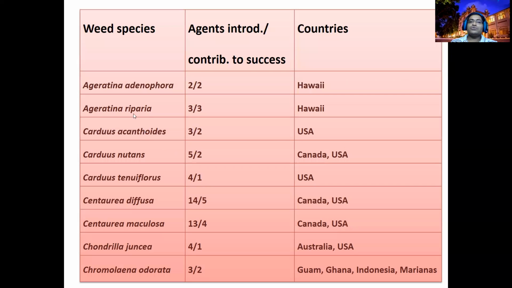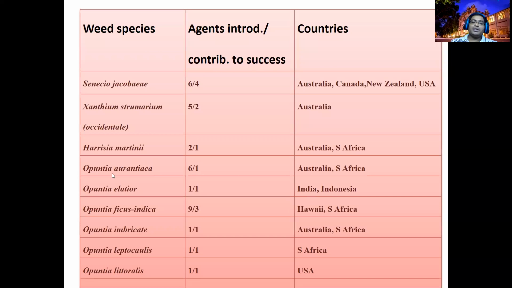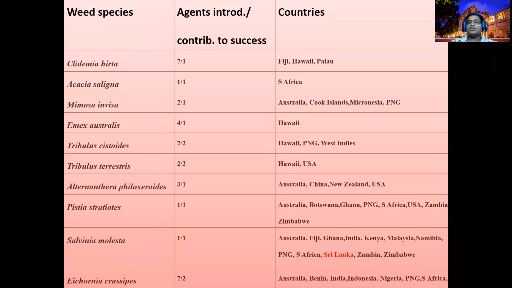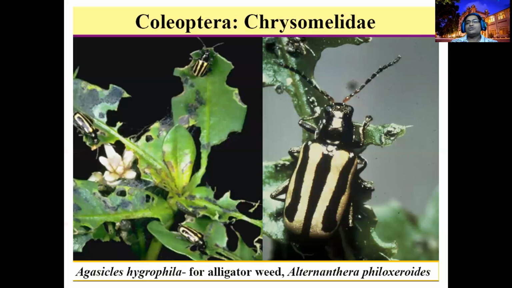So especially used to control different weed groups, including Parthenium, and some of them are introduced even in Sri Lanka to control the cactus species, Opuntia stricta and Opuntia vulgaris. These two are the cactus species, and some of these weed species are also controlled by introducing weed biological control agents, especially insects. So we will see one by one.